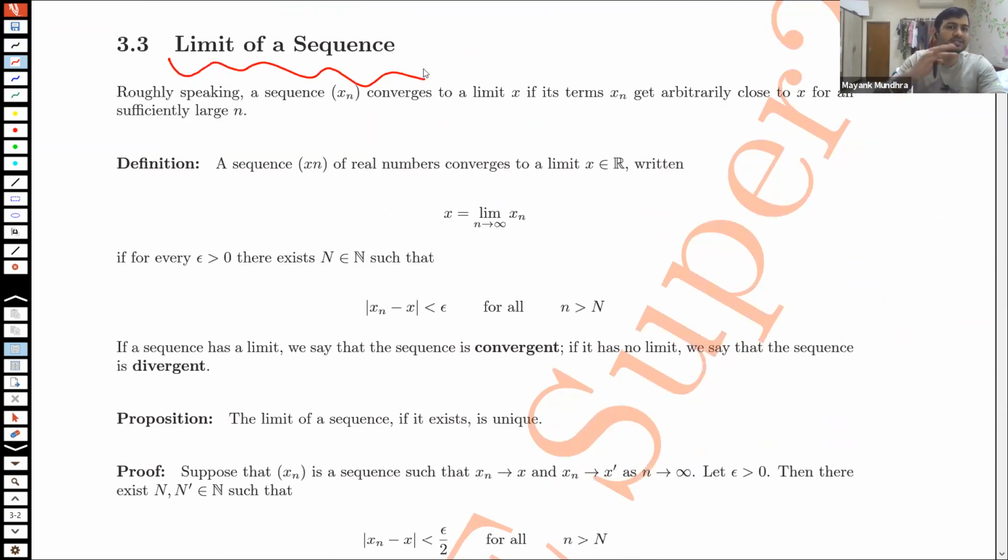The limit of a sequence is basically the value which the numbers take at infinity. After a long time, what is going to be the value of these numbers? That is the limit of a sequence. So let's look at the technical definition. The technical definition could be a little more complicated.